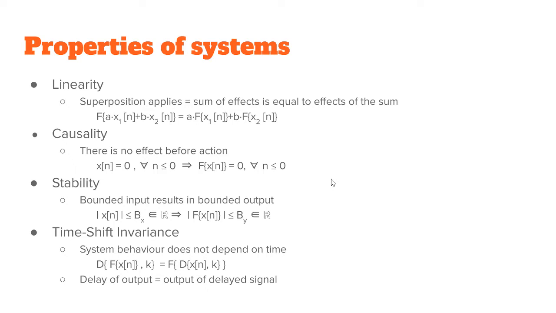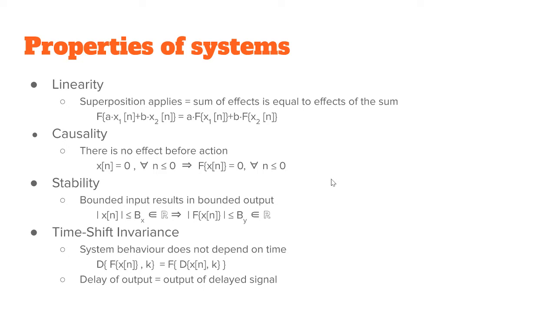The third one is about stability, and in digital signal processing, stability is thought of as bounded input, bounded output stability, meaning that if the input signal is within some limits, then there are also limits for the output.